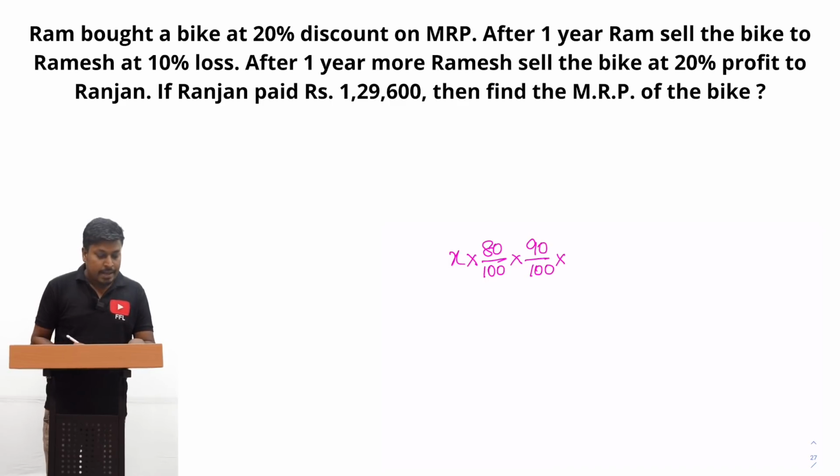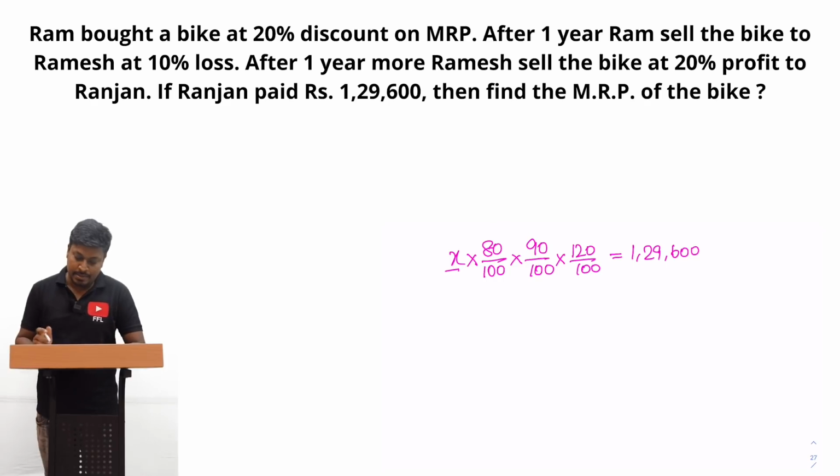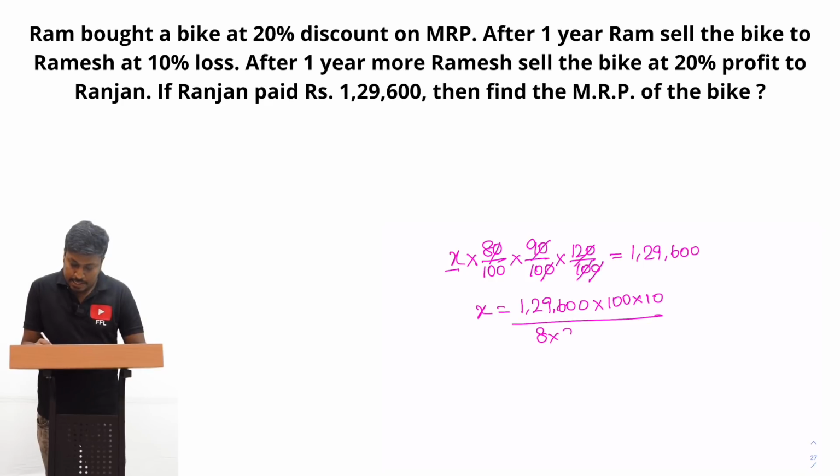Got it? After that, Ramesh sells the bike to Ranjan with a profit of how much? 20%. So this can be done as 120 by 100, right? So from the MRP, moving on to the third person: first person discount, second person loss, and third person profit, and finally Ranjan paid how much? 1,29,600. So now our target is to find the bike price MRP. Just cancel all the values, that's it. So this can be written as X is equal to 1,29,600 into 100 into 10, divided by 8 into 9 into 12.